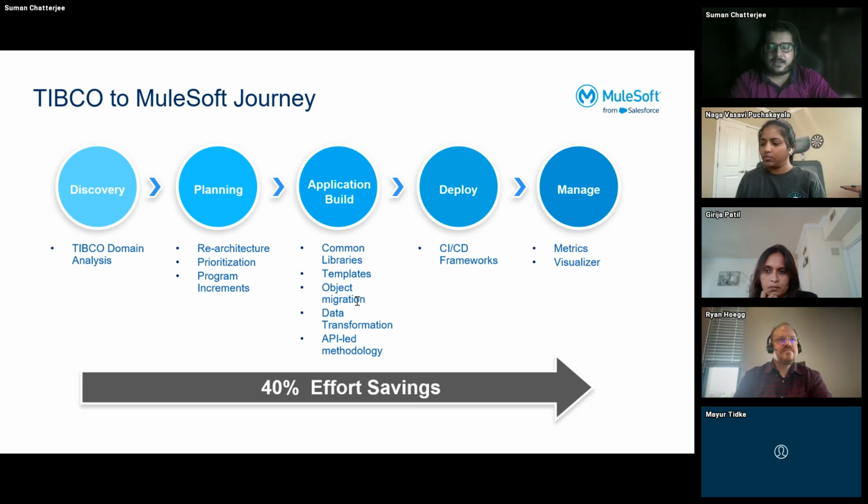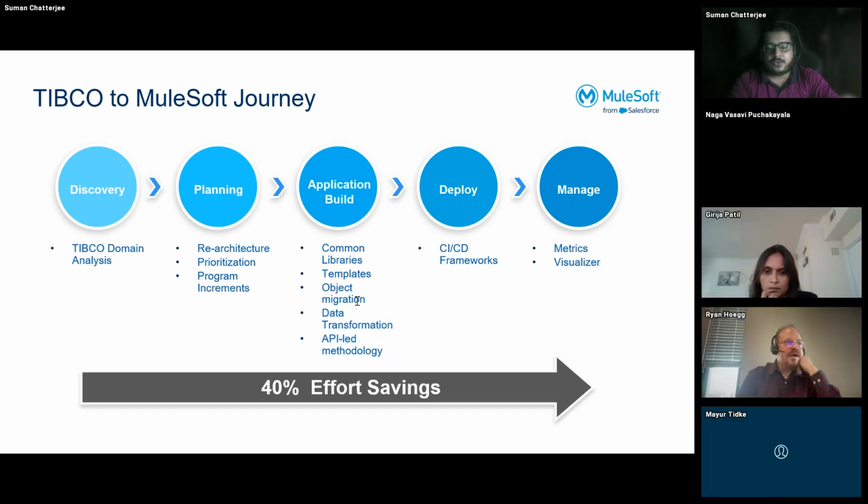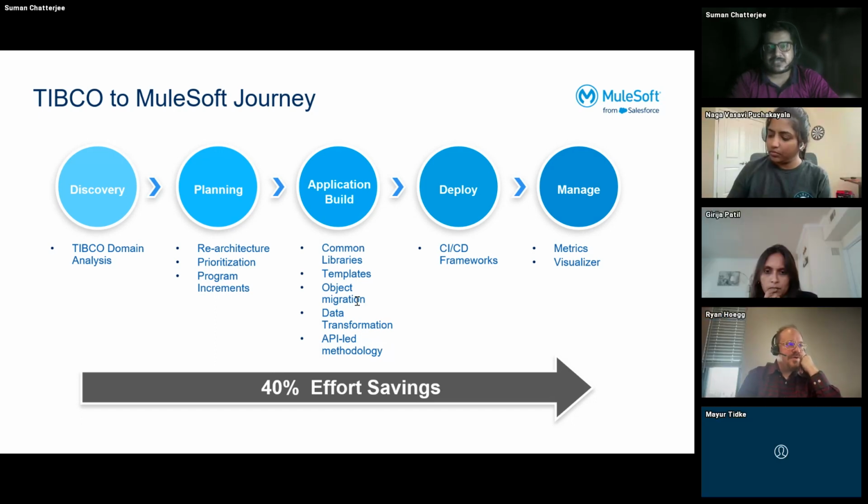Now, having said that, when you need a migration to be done from a platform as complex as TIBCO or as diverse as TIBCO, you need experts of TIBCO as well as experts of the other technology, in our case MuleSoft. So basically, if you are just a MuleSoft expert, you can't go and say to the customer that I'm a MuleSoft expert and I'll get your migration done. No, it doesn't happen that way. You need people who understand TIBCO as well.